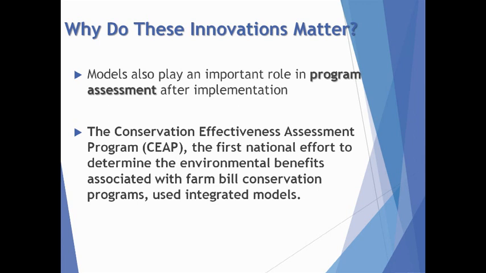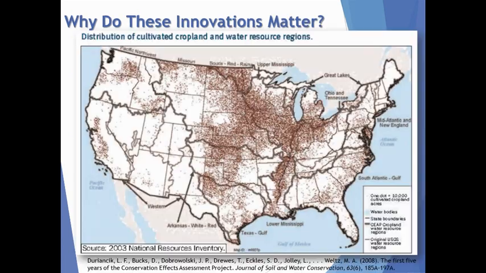A very good example of this use of these technical advances is the SEEP project, the Conservation Effectiveness Assessment Program that was administered by the United States Department of Agriculture at the national level and in several watersheds to determine what were the environmental benefits of conservation programs in the Farm Bill. In fact, the WRP study that I showed you at the beginning that looked at the lower Mississippi River Basin was part of the SEEP project. So that was a local, regional component of the project.